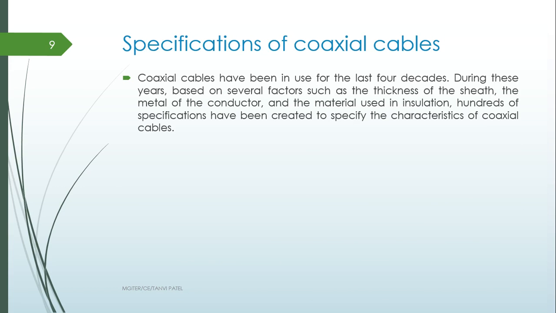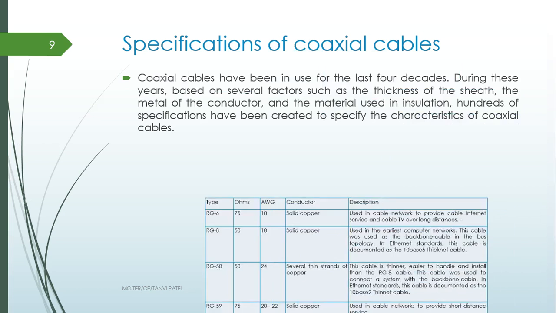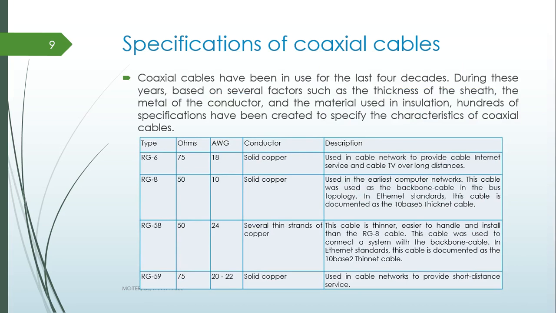Now next is specification of coaxial cable. Coaxial cables have been in use for the last 4 decades. During these years, based on several factors such as the thickness of the sheath, the metal of the conductor, and the material used in insulation, hundreds of specifications have been created to specify the characteristics of a coaxial cable. Here in the figure you can see in the table the type, ohm, AWG, conductor, and the description of the coaxial cables.